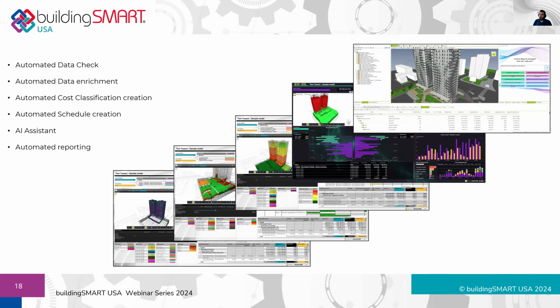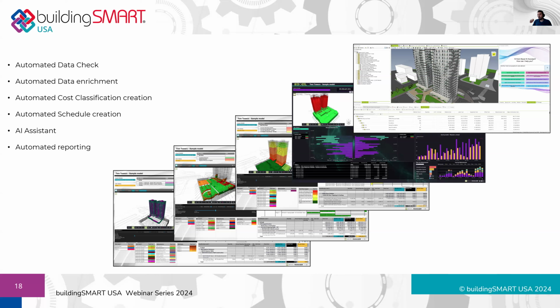So if we mention some of the automated workflows that we actually developed following these previous principles, we have already mentioned automated data check and automated data enrichment processes, where you can simply specify the template and then use it on every new project to automatically populate data or to check the quality of your data. We also support automated cost classification creation, which I'm going to present with a short video after this slide.